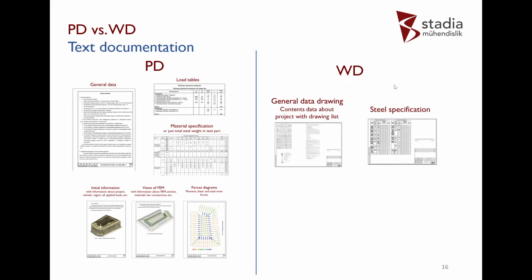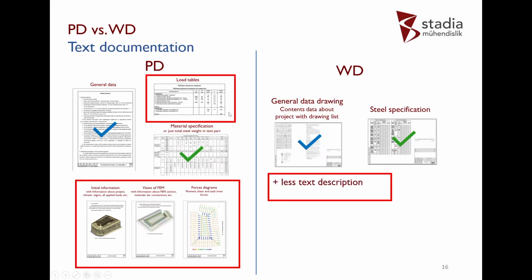project documentation and working documentation. Both of them contain general data, both of them contain a material list, but in this case, in project documentation, we can shorten this to just one number of total weight. And also in project documentation, we have an additional load table, which is not represented in working documentation, because in working documentation, we are recalculating this sometimes if, for example, project documentation was calculated by another company.